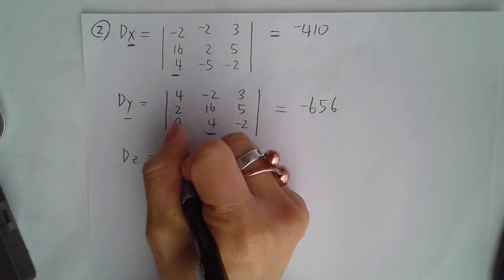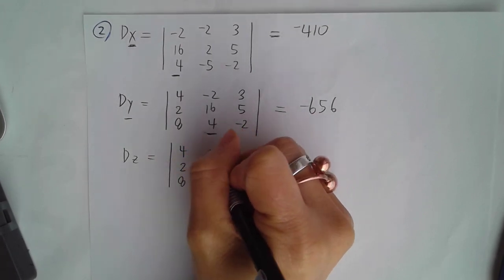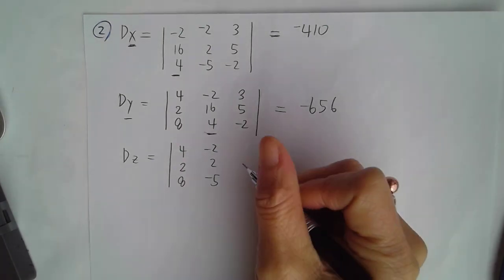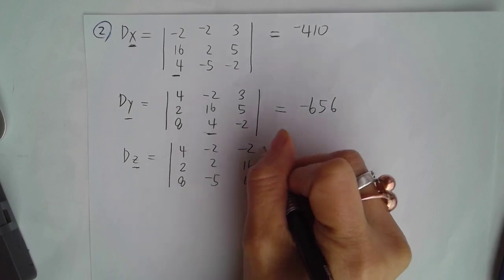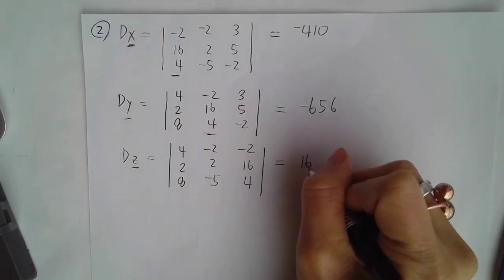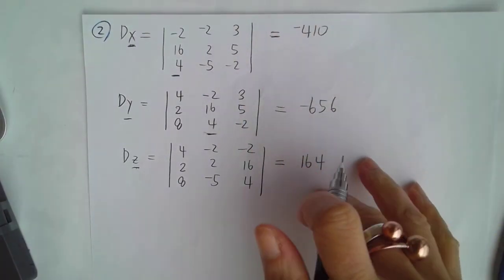Calculate your d sub z. Set it up. 4, 2, 8. The x column stays the same, -2, 2, -5. And your z column changes to -2, 16, 4. Okay? So what do I get for that? I get 164. All right? So these are my d sub x, d sub y, and d sub z.